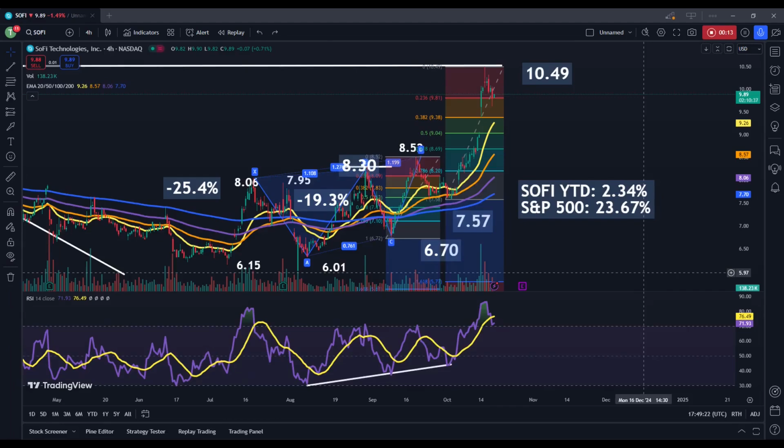Here is the current stock market update for SoFi Technologies Incorporated, stock ticker SOFI.